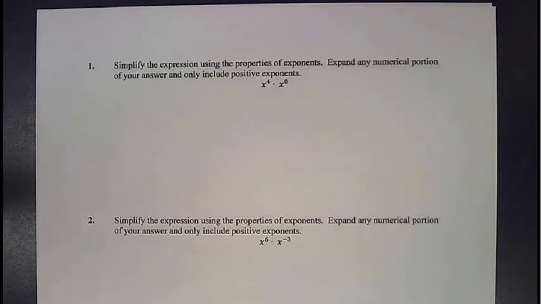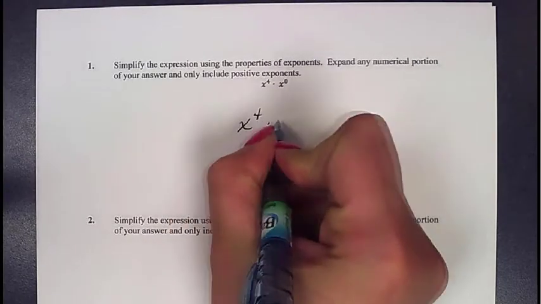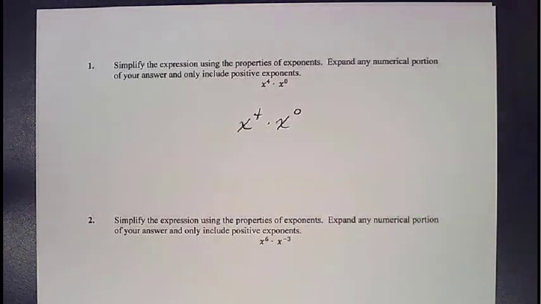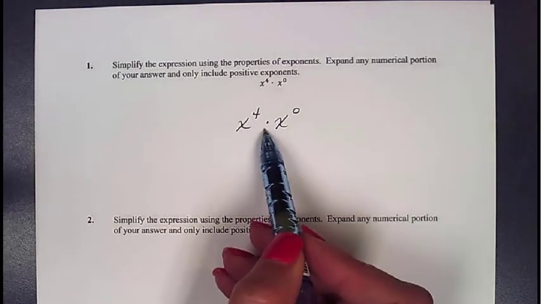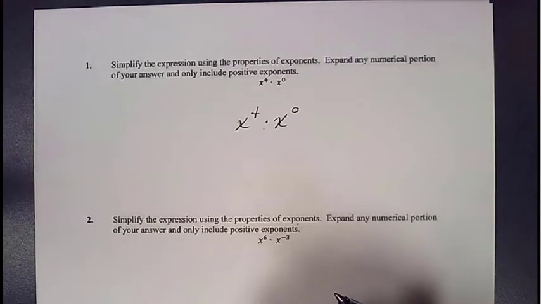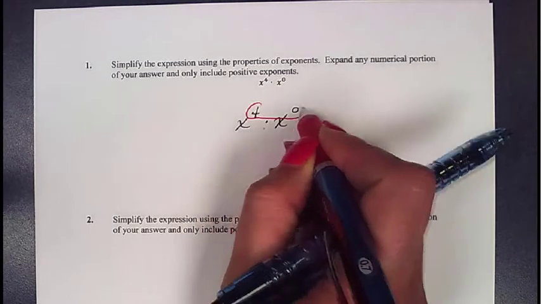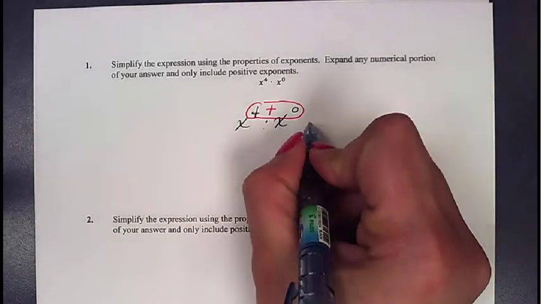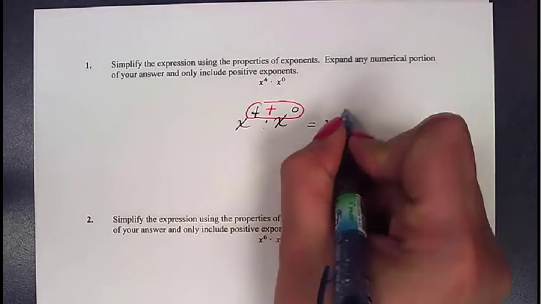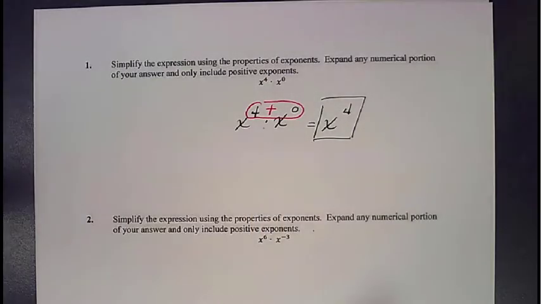Okay, so for our first example here, we have x to the 4th times x to the 0. There's really two different ways you can look at this problem. Typically the way that I look at it is I'm looking at a multiplication. If you'll remember, our product rule says that if we're multiplying two variables together, we take their exponents and we add them together. Well, what is 4 plus 0? That's still 4, so this would be x to the 4th power, and that would be our answer.